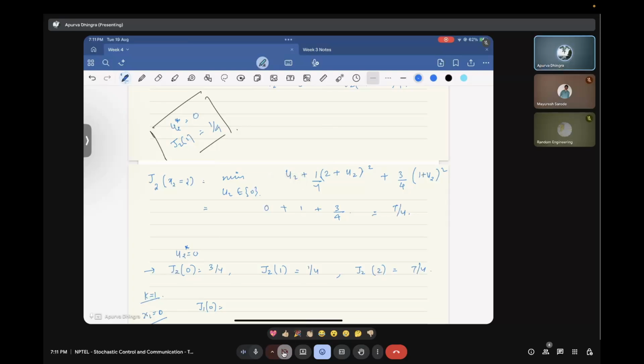Now we're supposed to repeat the same process, but for the next time step, meaning for k equal to 1. So it focuses on what happened from 1 till the end. The end for us is k equal to 3. Now here we have to be a bit careful.